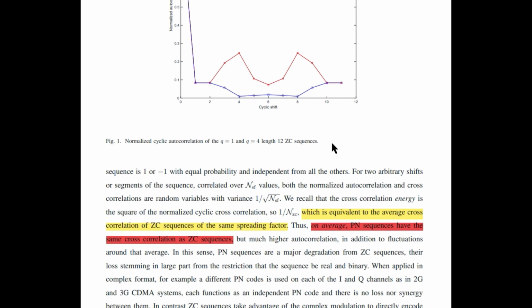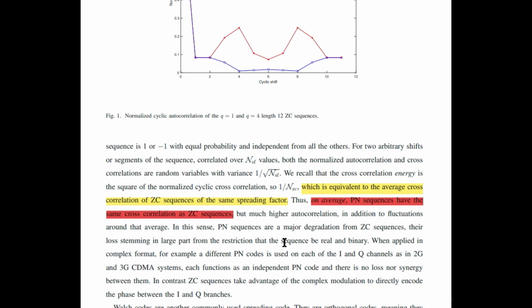For two arbitrary shifted segments of the sequence correlated over NSF values, both the normalized autocorrelation and the cross correlation are random variables with a variance of 1 by root N_SF. We recall the cross correlation energy is the square of the normalized sequence correlation. That value will be 1 by N_ZC, which is equivalent to the average cross correlation of the same spreading factor. And thus on average PN sequences have the same cross correlation as a ZC sequence.